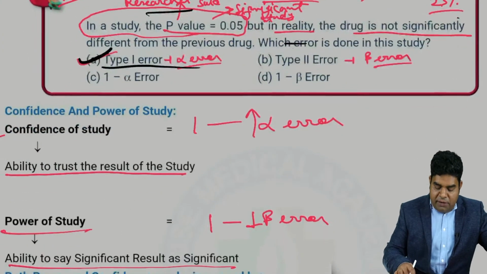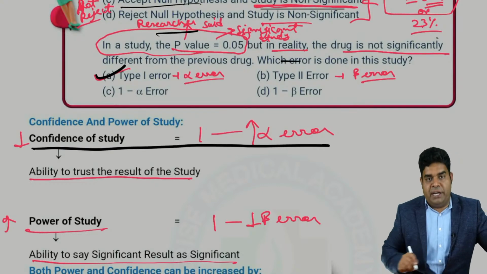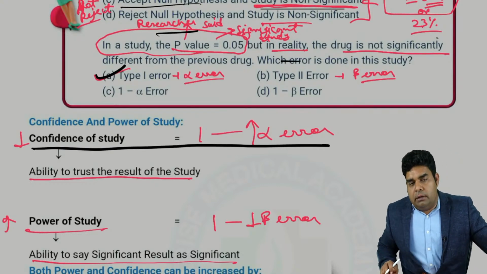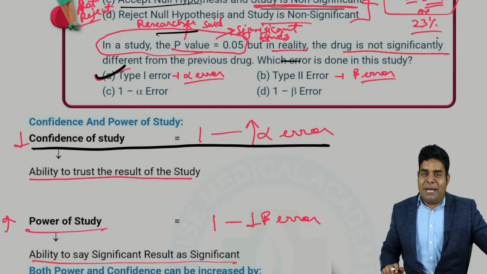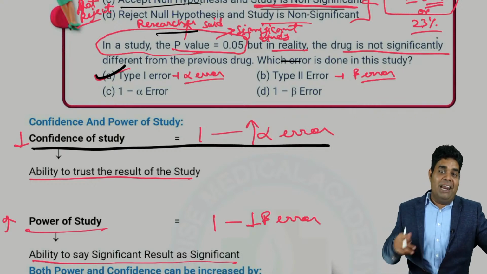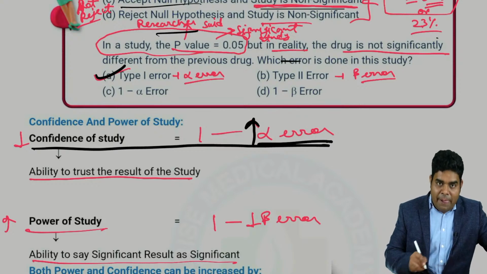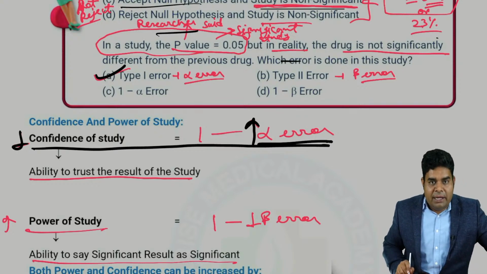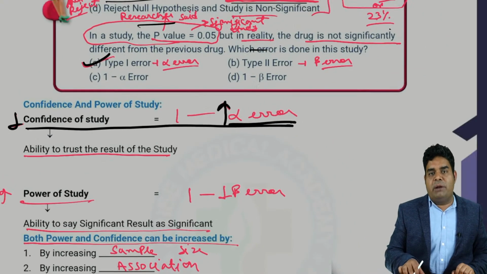Now what are 1 minus alpha and 1 minus beta? 1 minus alpha error is the confidence of the study. Like if I ask how much confidence you have in your friend, it all depends on how much your friend lies. If your friend lies a lot, alpha error is a lot, and confidence will be less. Okay, so confidence means ability to trust, it is 1 minus alpha, and power means 1 minus beta.